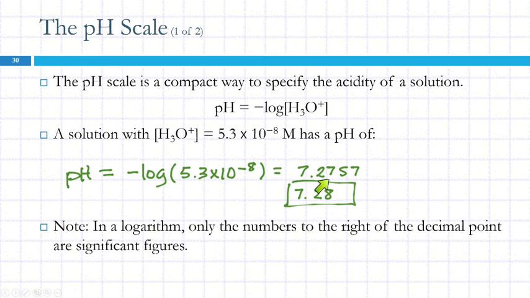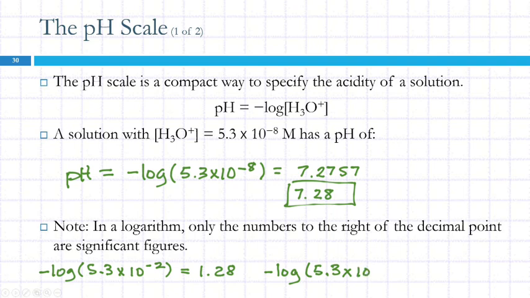This 0.2757 that we rounded to 0.28, this part comes from the 5.3. The 7 is related to the 8. So the negative log of 5.3 times 10 to the minus 2 is going to be 1.28. Test me, check me. Did I do it right? I did. Negative log of 5.3 times 10 to the minus 11, 10.28.